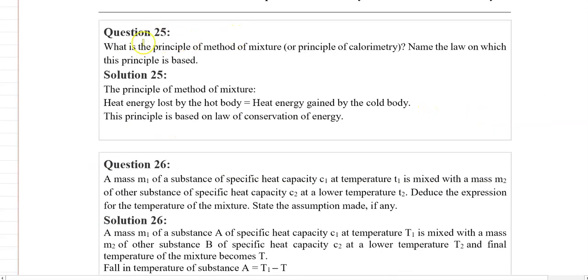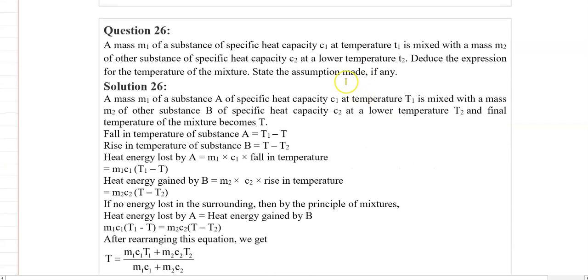What is the principle of the method of mixture, or the principle of calorimetry? This is an important question. Principle: heat gained equals heat lost. Heat energy lost by the hot body equals heat energy gained by the cold body. Question number 26 is an important problem. A mass m1 of a substance of specific heat capacity C1 and temperature T1 is mixed with a mass m2 of another substance of specific heat capacity C2 at lower temperature T2. Deduce the expression for the temperature of the mixture. State the assumption made, if any.